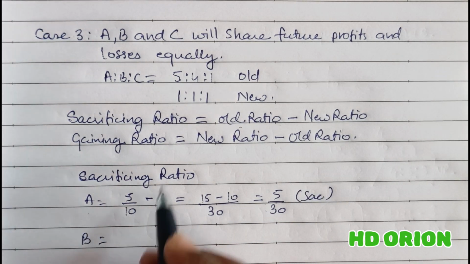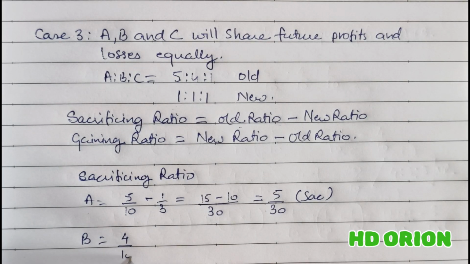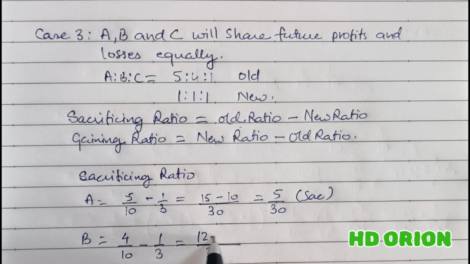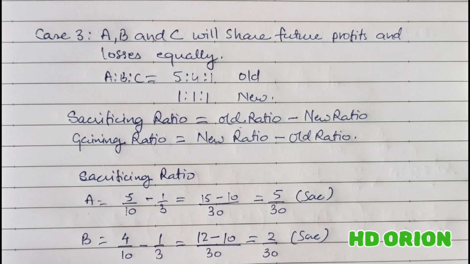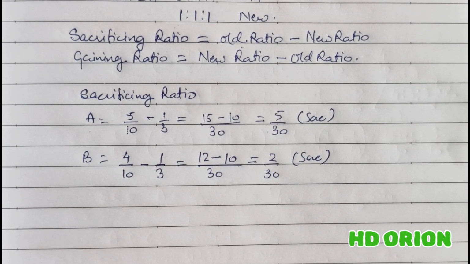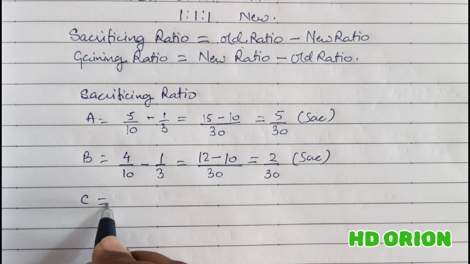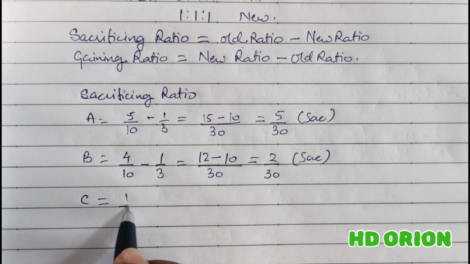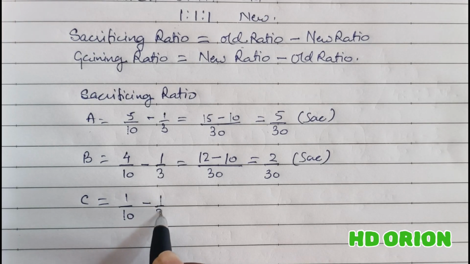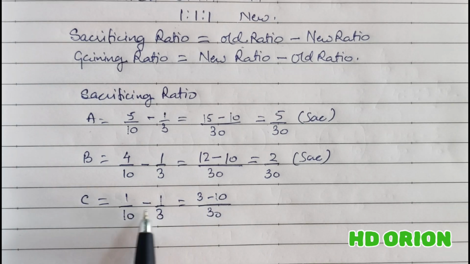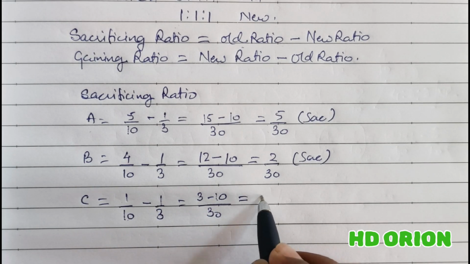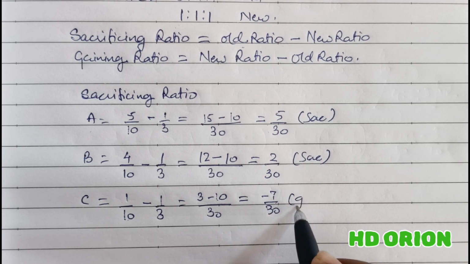And for B, old ratio is 4 by 10 and new ratio is 1 by 3. LCM will be 30. In the numerator, 12 minus 10, that is equal to 2 by 30. Here also sacrificed. And for C, old ratio is 1 by 10 minus 1 by 3. So LCM will be 30. In the numerator, you will get 3 and 10. So it is minus 7 by 30. So here it is gain.